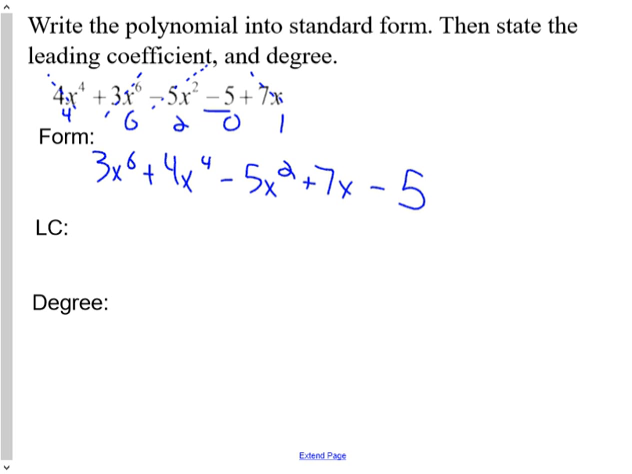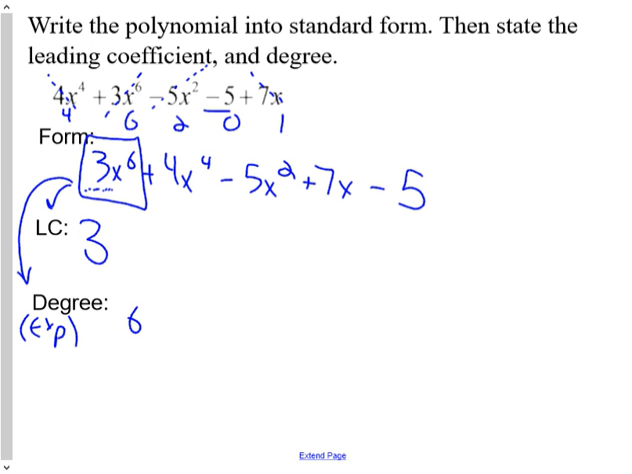And then leading coefficient, right? I box my leading term, because that's going to be used for the next 2 answers. Leading coefficient is the number in front. I have 3x to the 6th. So 3 is the leading coefficient. The degree is the exponent. Right, a little reminder, exponent, and so that is 6. And that is as simple as it is. Pretty straightforward, pretty quick, doesn't take a lot of time.